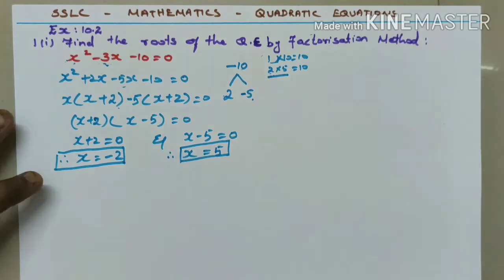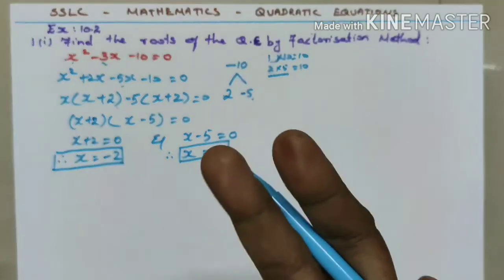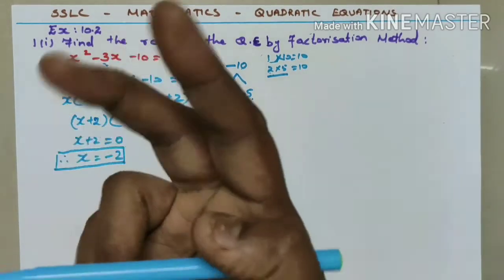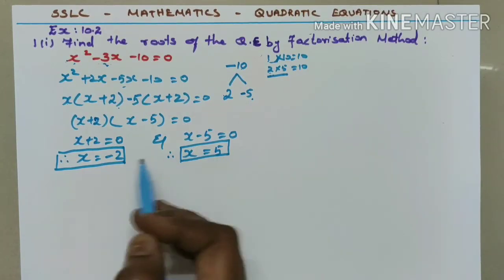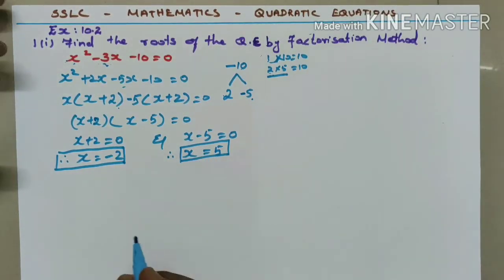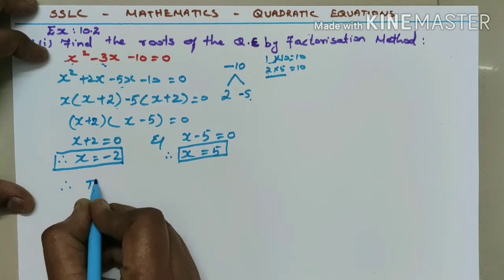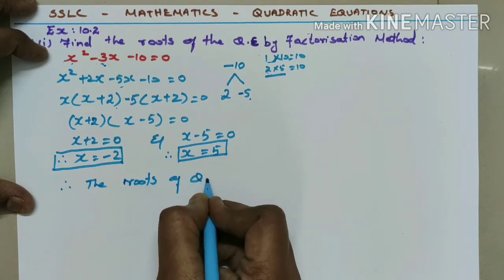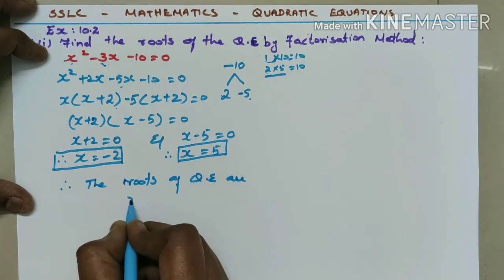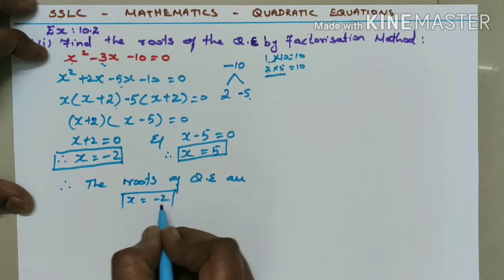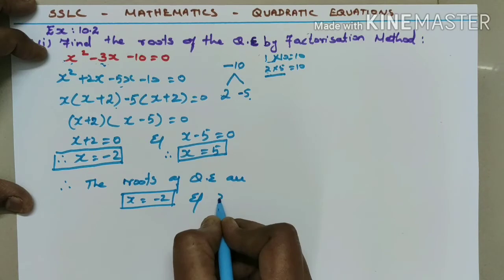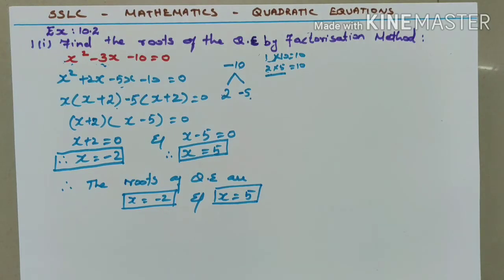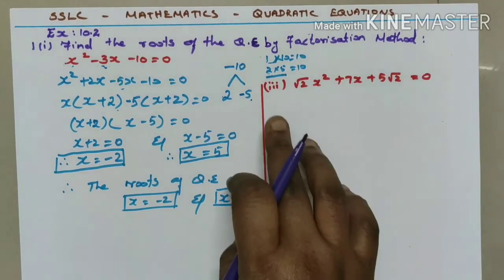As I said already, for a quadratic equation, how many solutions will be there? 2 solutions. That means we will be having 2 values, because x square, if it is a quadratic equation, you will get 2 x values. That's why these are the 2 answers. This is nothing but the roots of the quadratic equation. Therefore, the roots of the quadratic equation are x is equal to minus 2 and x is equal to plus 5. These 2 are the answer. Is it clear, children?